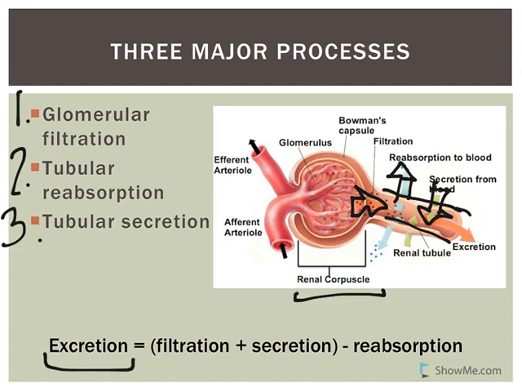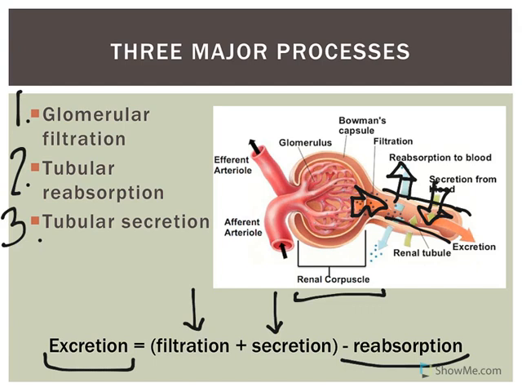It's a relationship. The amount that can be excreted is determined by what's been filtered, what's been secreted, and then subtracting anything that's been reabsorbed. So any substance that has been filtered from the blood and not reabsorbed will be in the urine. Any substance that has been secreted, and there's a specific reason why it's being secreted, will appear in the urine.